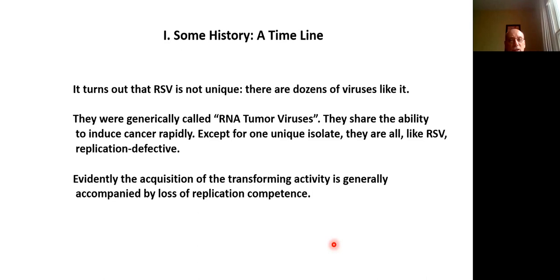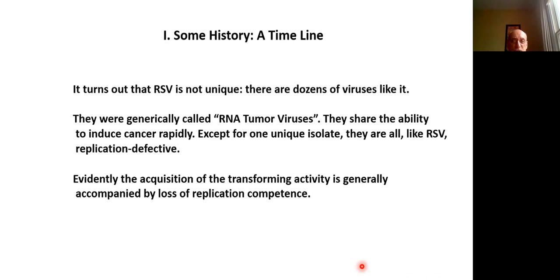They were generically called RNA tumor viruses or acute transforming viruses. They share the ability to induce cancer rapidly. And except for one unique isolate of Rous sarcoma virus, they are all, like what I've been telling you, replication defective. Apparently, when a virus acquires the ability to transform cells, in general, it loses the ability to reproduce itself.